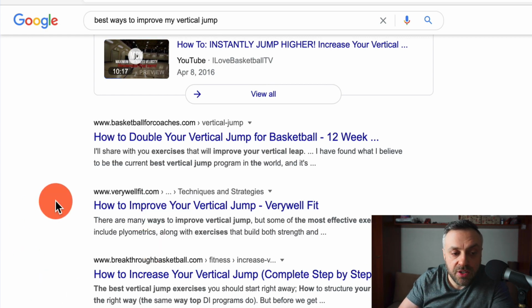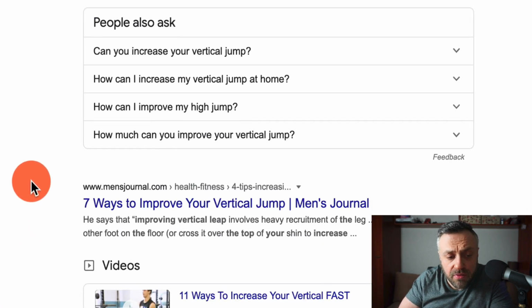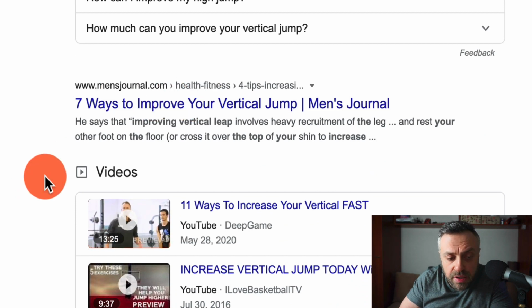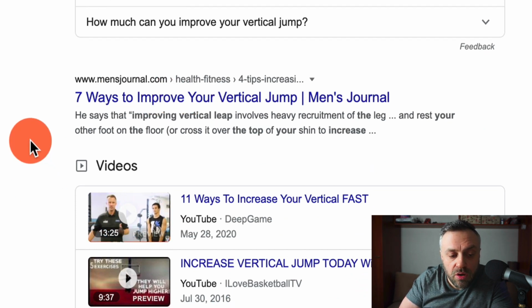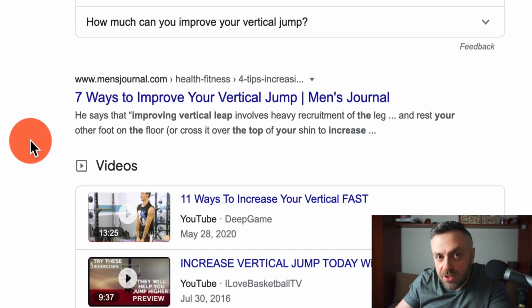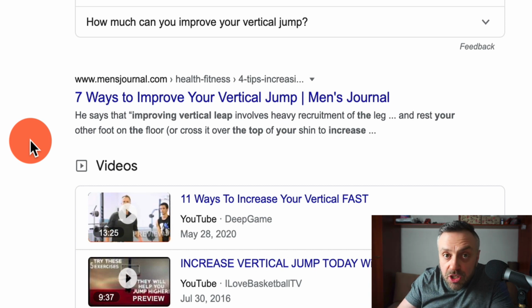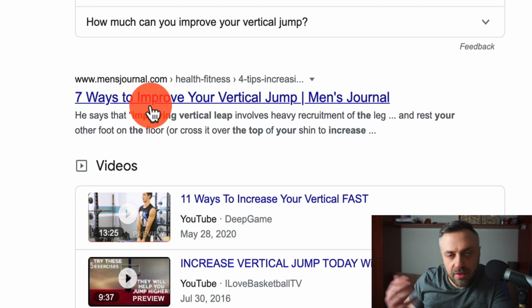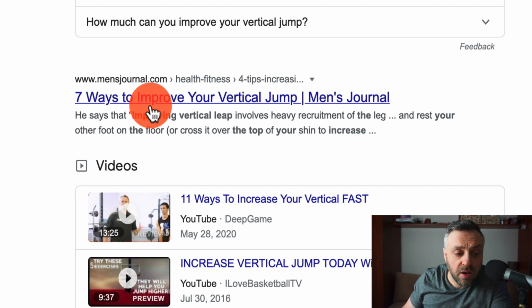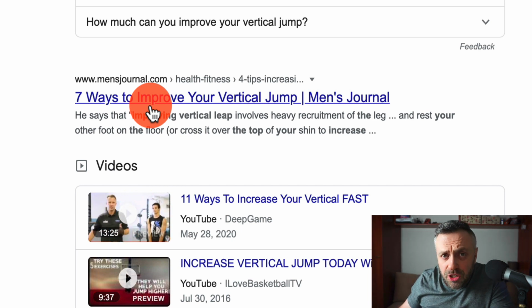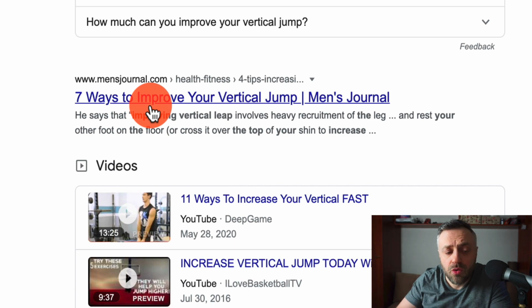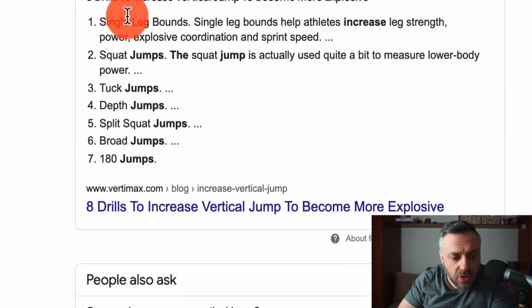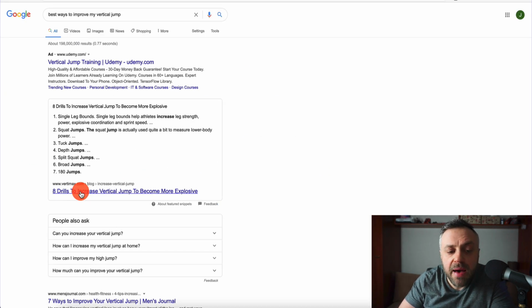The other thing you have to realize is that if you see Men's Journal here, that means Google is not finding a more niche site. Google prefers niche sites. Men's Journal is a very general site. They talk about health issues. They talk about dating issues. They talk about all kinds of things. Google likes niche sites.